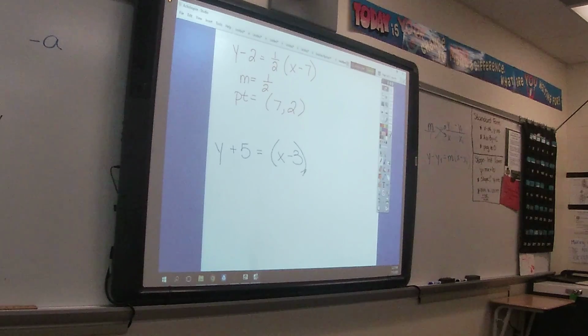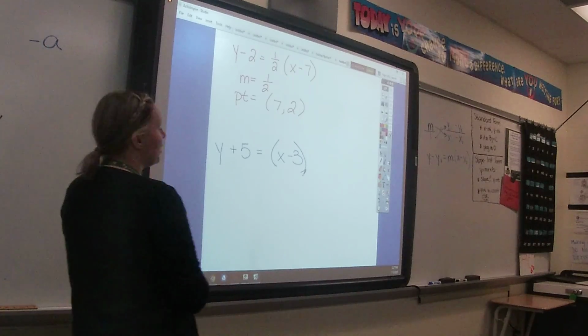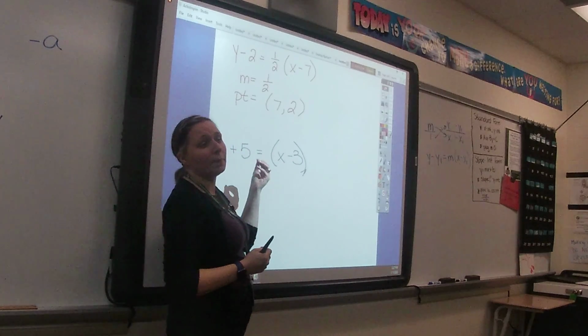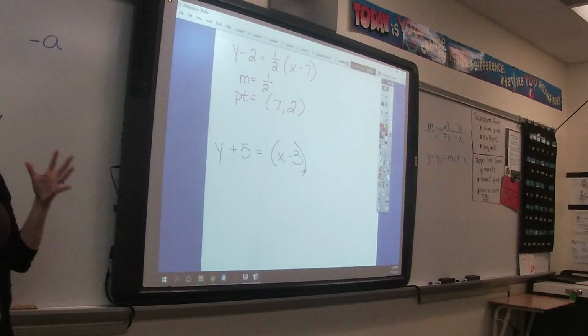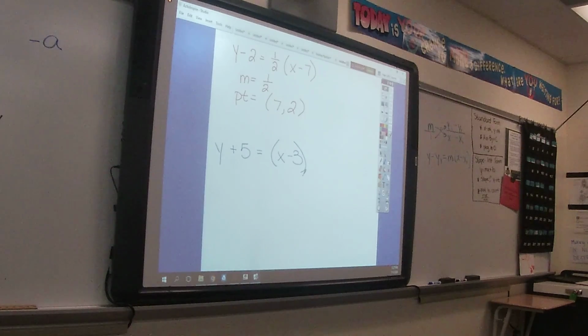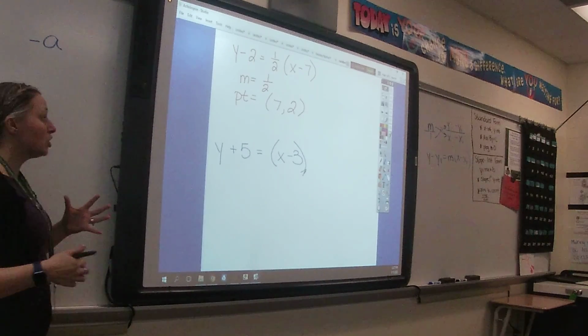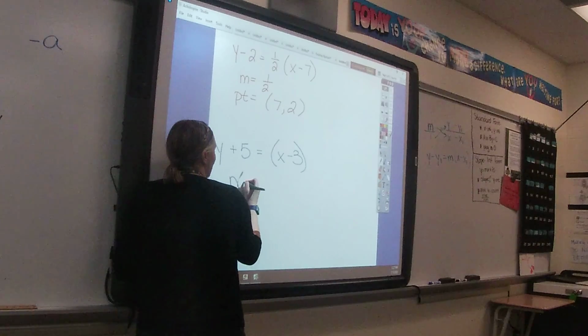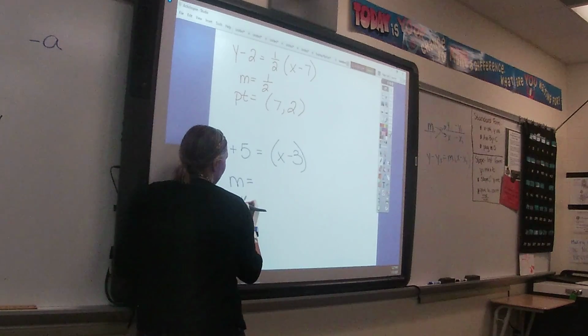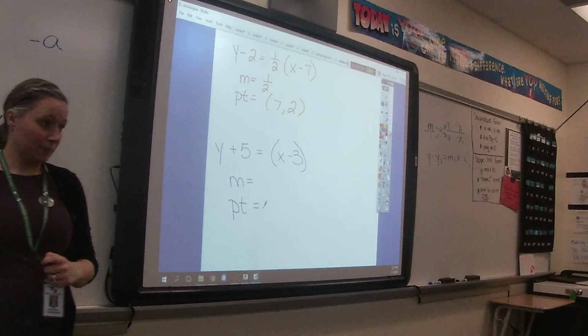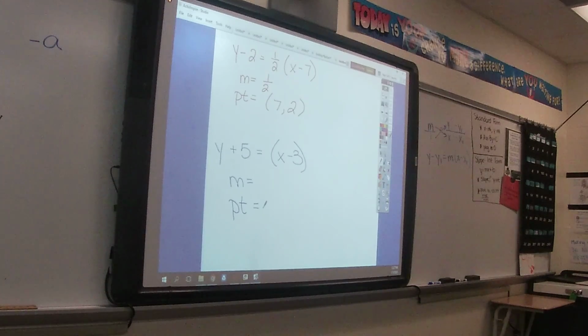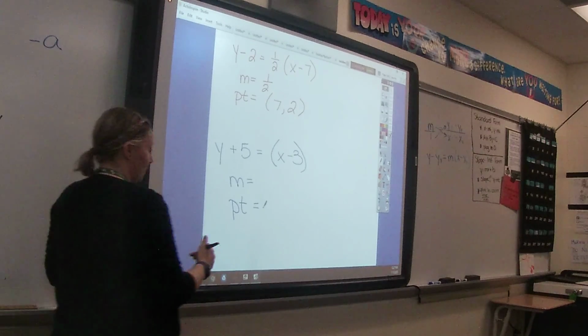Y plus 5 equals x minus 3. I got it. Now, obviously we could do some rearranging and turn this into standard form or into slope-intercept form, but just in the format that this is in, we can find information for point slope form, which means we can find a slope and we can find a point.